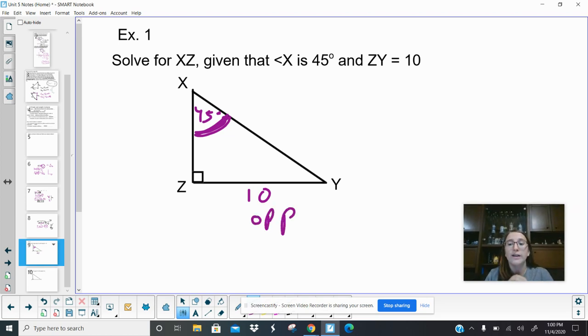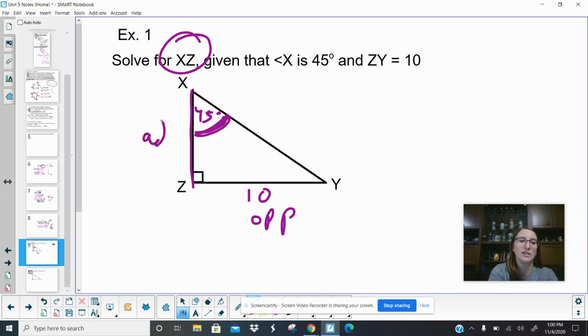Here's what we're going to do for your homework. Since you're only finding one side, we're looking for xz, so we only need to label the given side and the side we're looking for. The given side is the opposite. The side we're looking for is the adjacent. This is how it's going to be in your homework. We don't care what side xy is because we're not looking for it and it's not given to us.